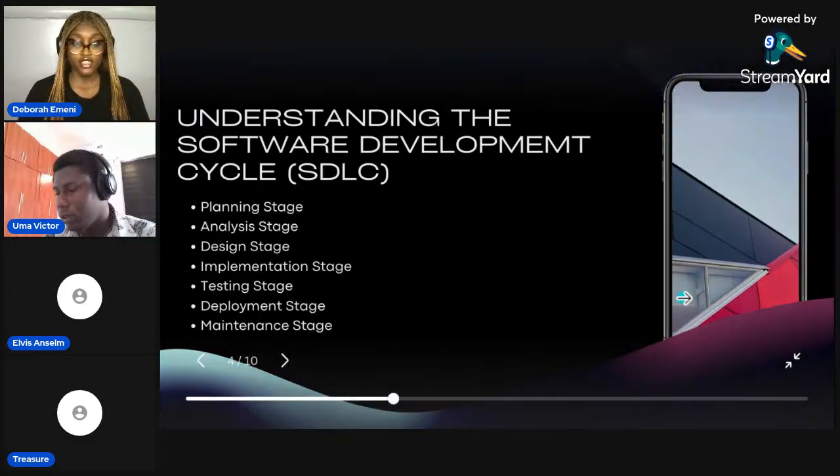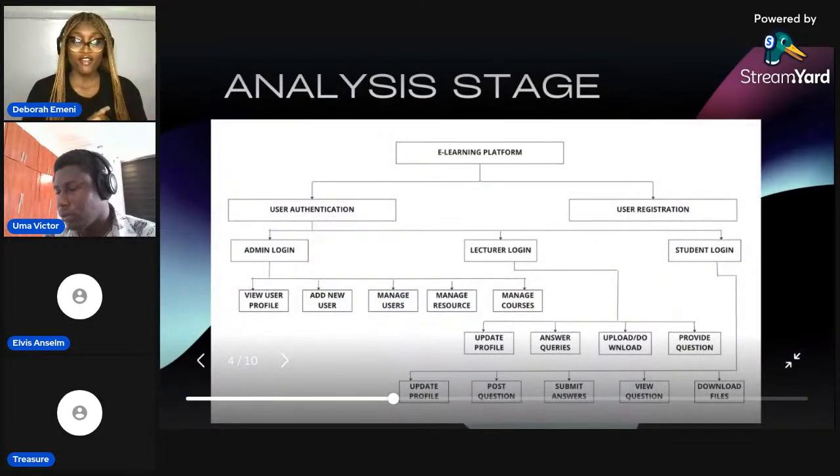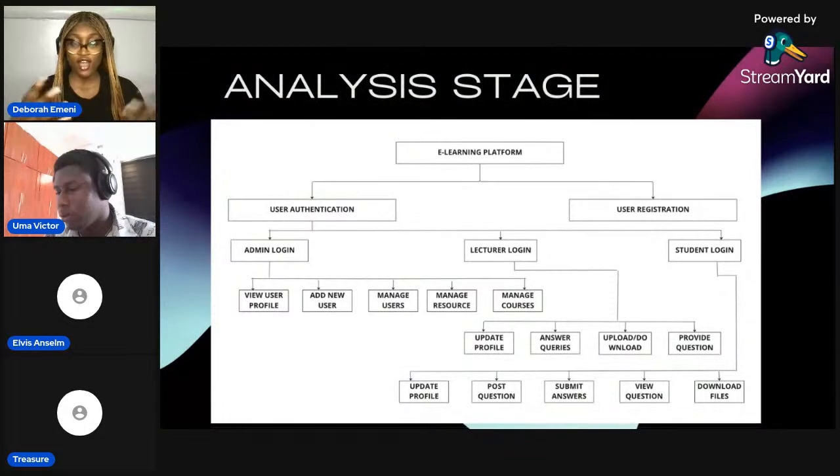This analysis stage is where I have an illustration on my screen. I felt it would be better to explain the analysis stage with a pictorial understanding, so I designed a simple system architecture for an e-learning platform. The analysis stage is the next stage that follows the planning stage, where you define the scope of the project, right? This stage basically analyzes the requirements that you gather.